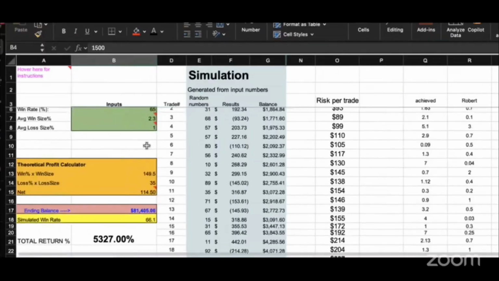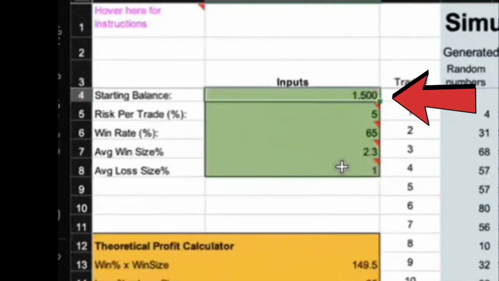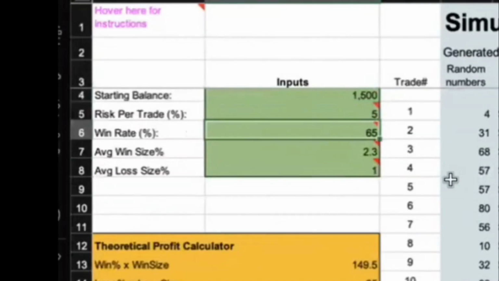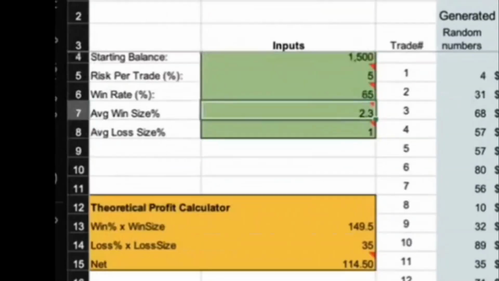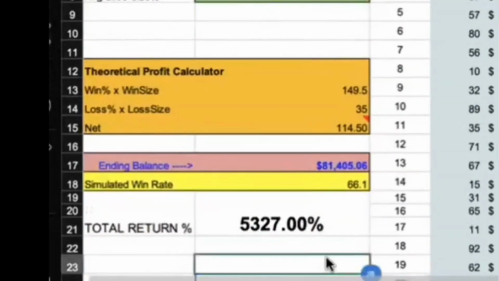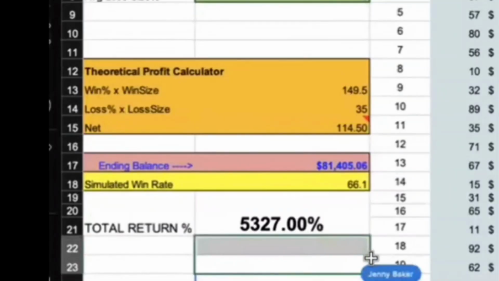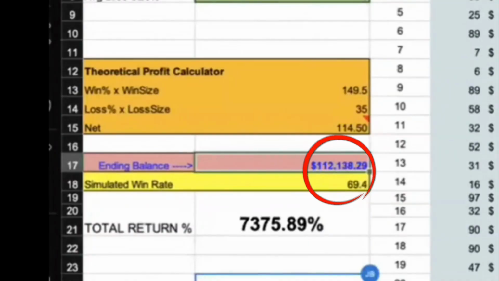Notice I'm not going to change any of this stuff, right? $1,500 starting balance, 5% risk per trade, 65% win rate. That's practically doable. That's going to be the hard part of this equation. But now watch what happens when I force the spreadsheet to recalculate over and over again. Maybe. I'm going to try that again. There we go. So keep your eye on this box. So we got 40,000, 112,000. Oh, this one's only 30,000.